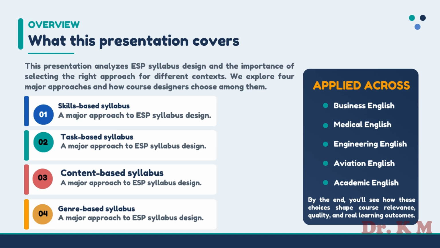This presentation analyzes ESP syllabus design and the importance of selecting the right approach for different contexts. We explore four major approaches: skills-based syllabus, task-based syllabus, content-based syllabus, genre-based syllabus. We will discuss how course designers choose among them for business, medical, engineering, aviation, and academic English. By the end, you'll understand how these choices shape course relevance, quality, and real learning outcomes.